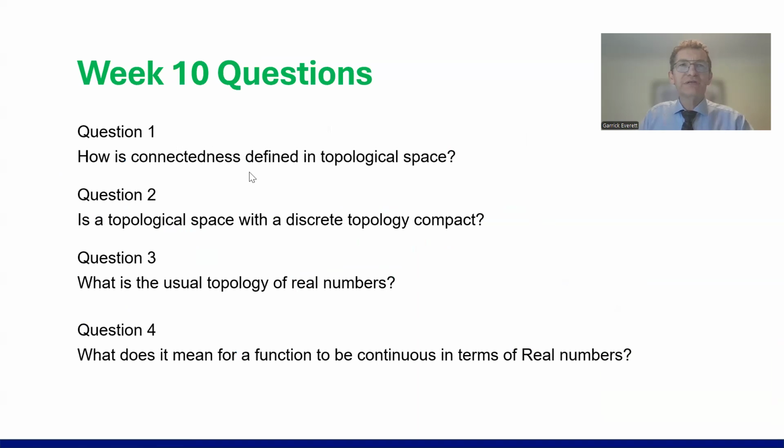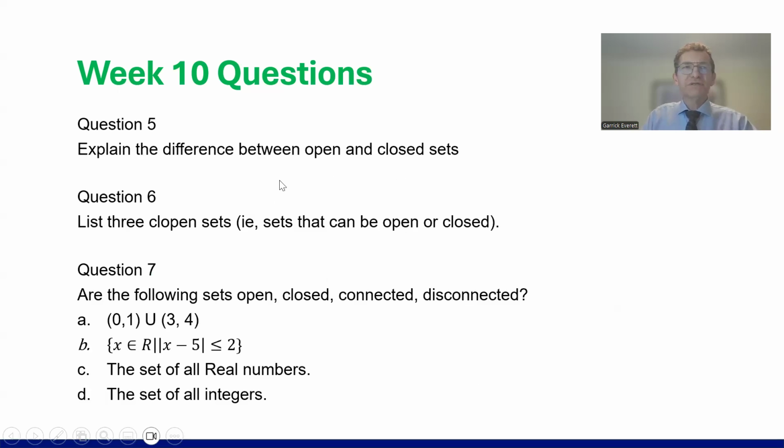And here we go. How is connectedness defined in a topological space? Is a topological space with a discrete topology compact? What is the usual topology of the real numbers? What does it mean for a function to be continuous in terms of real numbers? Explain the difference between open and closed sets. List 3 clopen sets, i.e. sets that can be open or closed. And are the following sets open, closed, connected, disconnected? And there might be a few of those things.